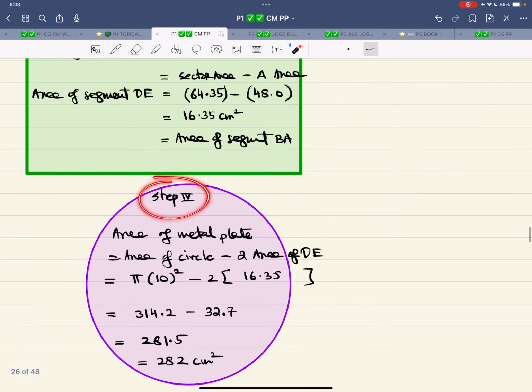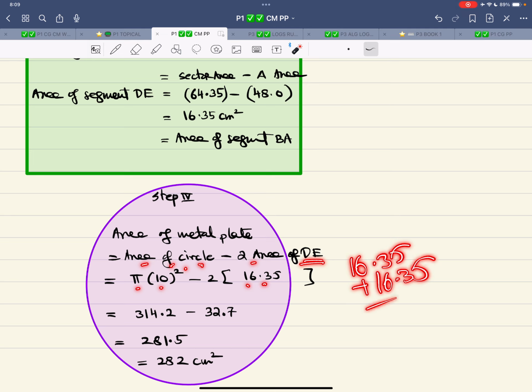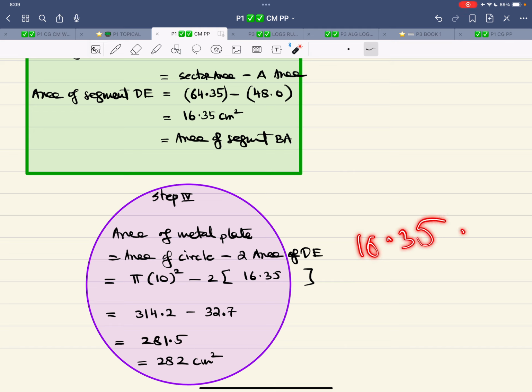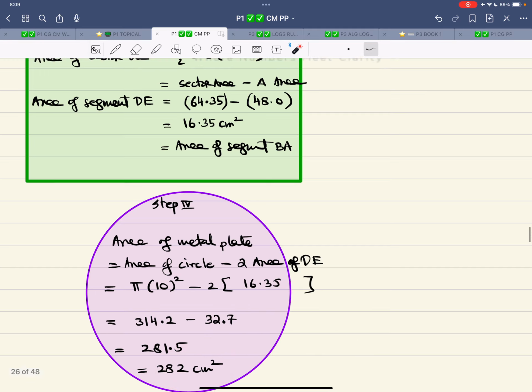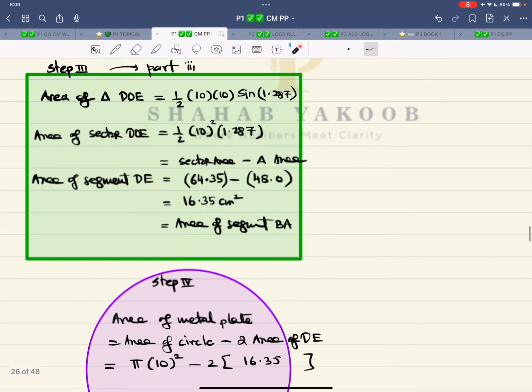And then step 4, the final of everything. The area of the metal plate is the area of the circle, that is pi r squared, minus twice the area of the segment. You can either write 6.35 plus 16.35. My bad, I spoke it out wrong. 6.35, that is 16.35. So subtract and then you get the answer. Don't forget 3 significant figures. That's how the first question is done and dusted.